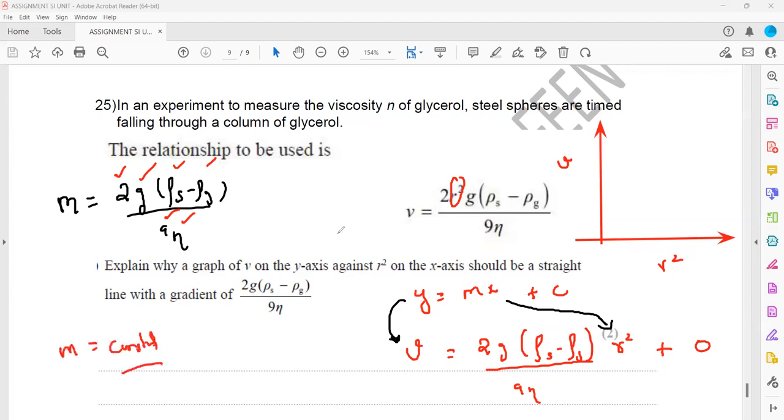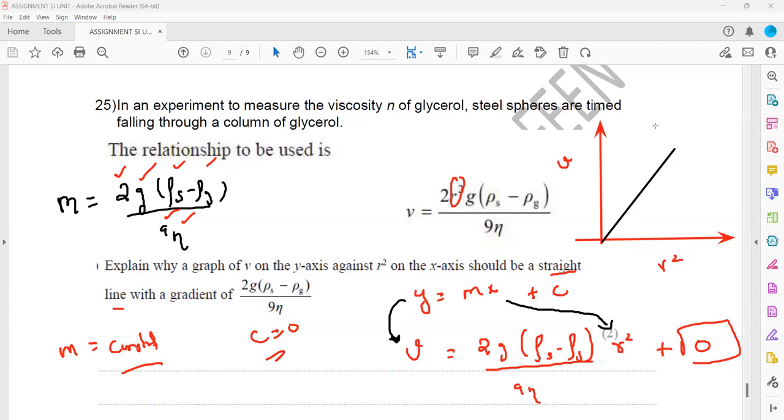So if the gradient is constant, it will always be a straight line. And there is no y-intercept. You can see nothing is added in this equation. So there is no y-intercept, or the y-intercept is equal to 0. So when we plot a graph between v and r squared, it will always be a straight line starting through the origin.